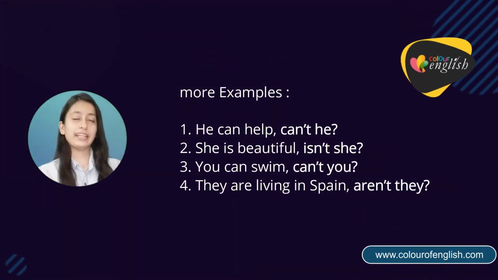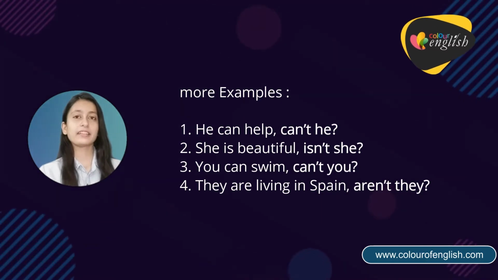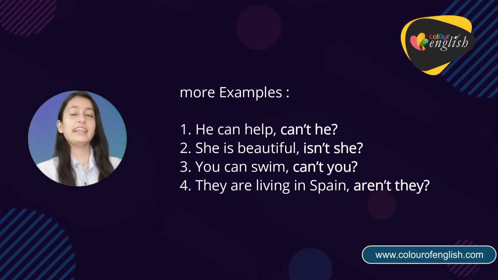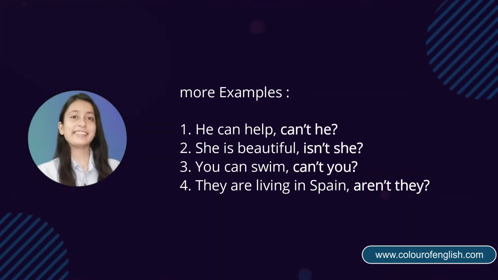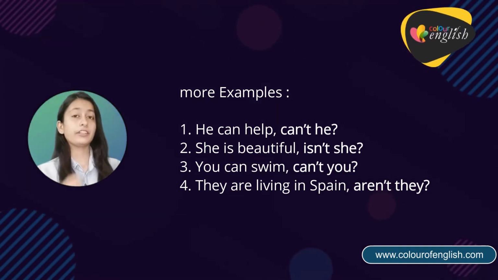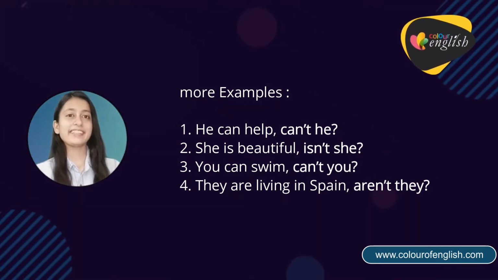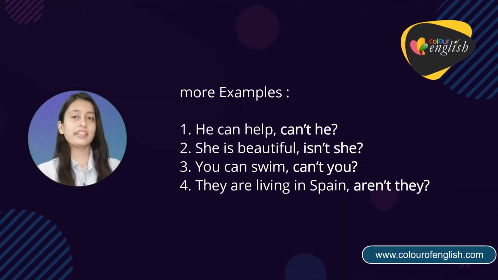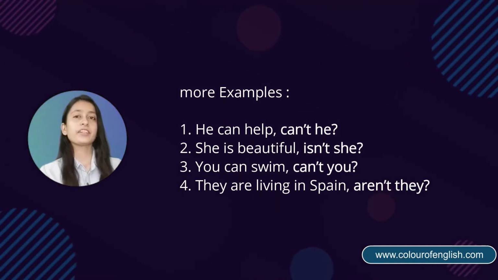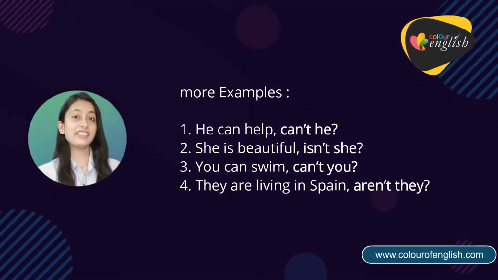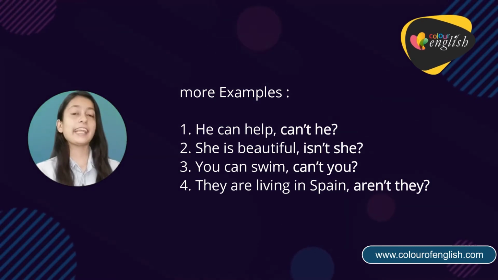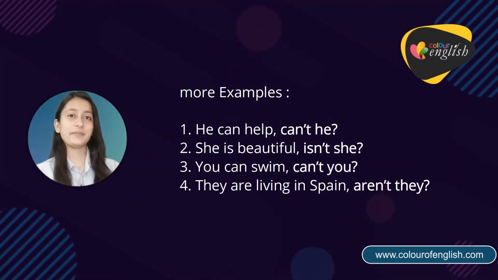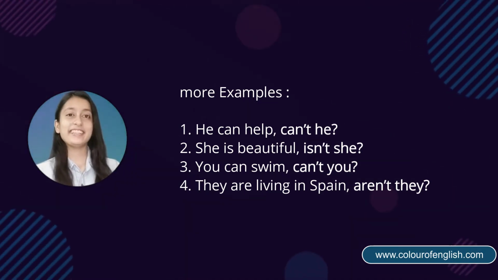So here we look at some examples. He can help, can't he? In this sentence, the question tag is "can't he." It includes the auxiliary verb "can" and the subject of the sentence "he." Can't he? In the next example, she is beautiful, isn't she? In this case, the question tag is used to put emphasis on the statement that she is beautiful, isn't she?